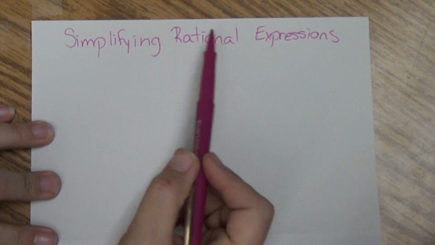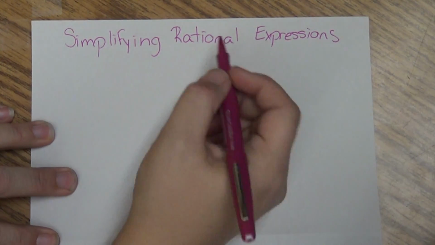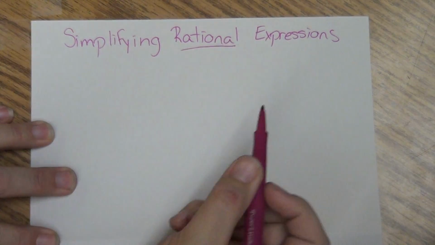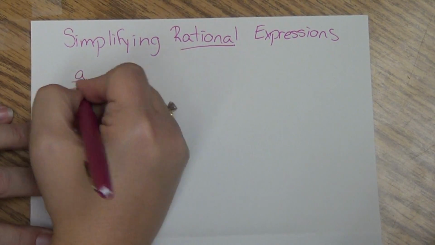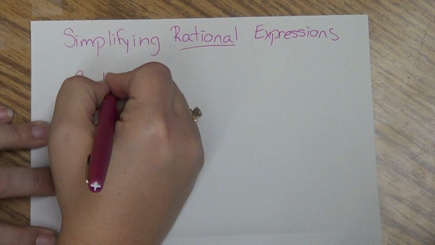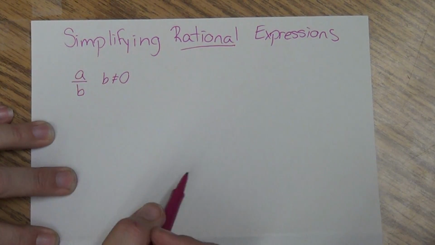Today we're going to talk about simplifying rational expressions. As we talked about yesterday, the textbook definition of rational is anything that can be written in the form a over b, where b cannot equal 0. So basically just a fancy word for anything that can be written as a fraction.